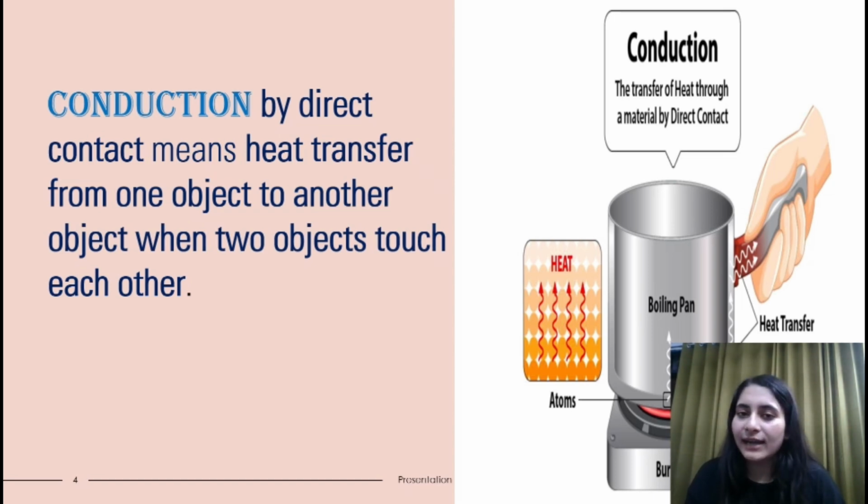So your hand acts like a conductor, and if we're talking about the entire process, that heat is transferred from that boiling pan towards your hand, that is called the process of conduction. In simple words, we can say that conduction means heat is transferring from one object to another object by direct contact. This process is called conduction.